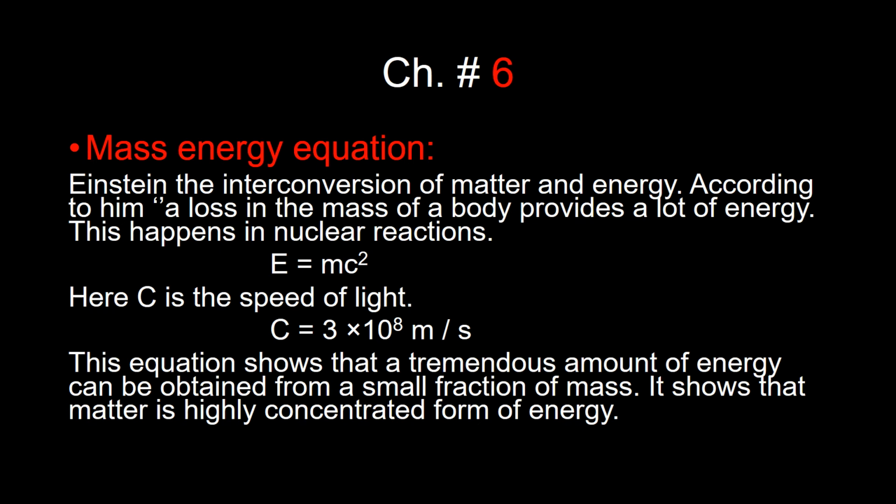Here E stands for energy, m is the mass, and c is the speed of light in vacuum or air. It is a constant value. c is equal to 3 × 10⁸ meters per second. This equation shows that a large amount of energy is obtained from a small fraction of mass. So we can say that matter is a highly concentrated form of energy. The process of getting energy in nuclear power plants is based on this equation. The process has taken place on the sun and the stars for millions of years. Only a very small fraction of the sun's energy reaches the earth. This very small fraction of the sun's energy is responsible for life on the earth.